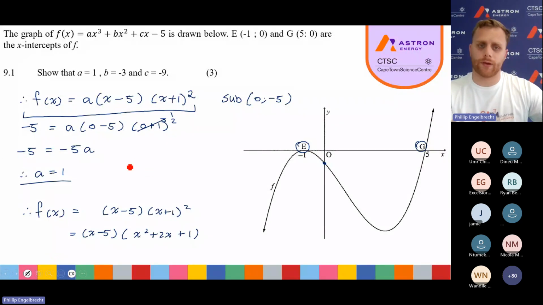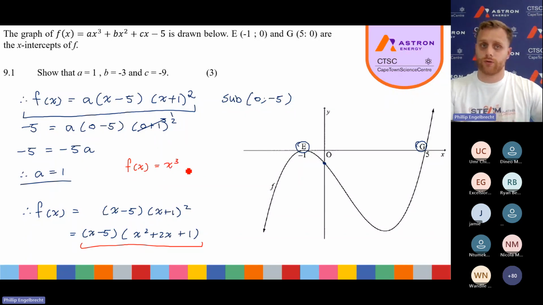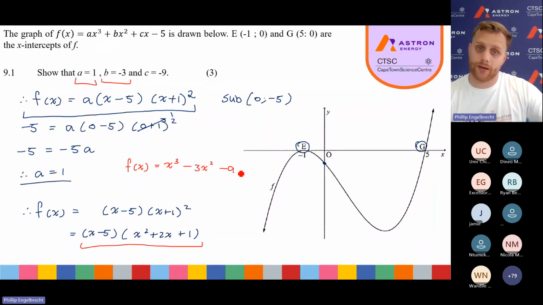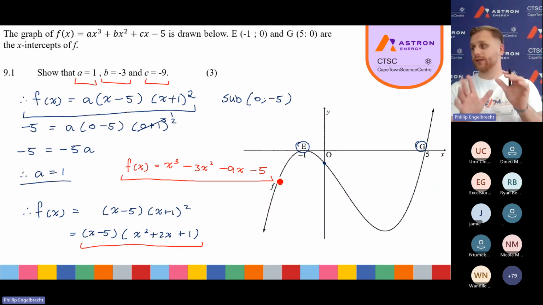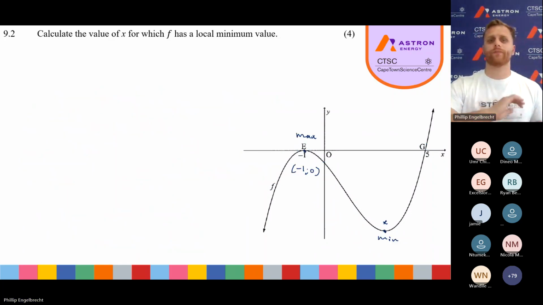Okay. So remember, f of x, if you multiply this whole thing out, you get that f of x is equal to x cubed, right? Which is A, minus 3x squared, which is B, minus 9x, which is our C value. And finally, our D value was already given to us, which was -5. Okay, so that's the equation for our function.